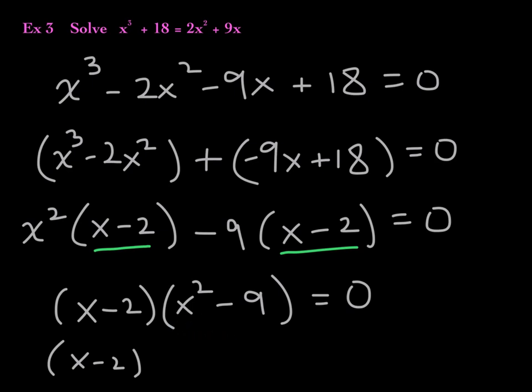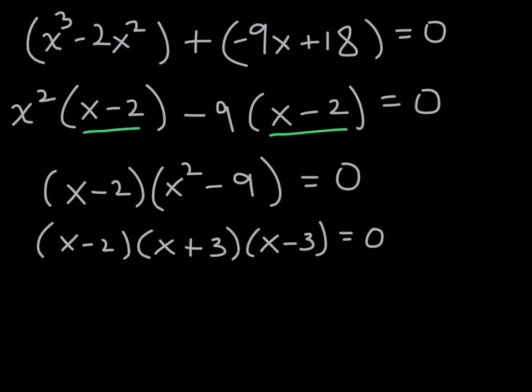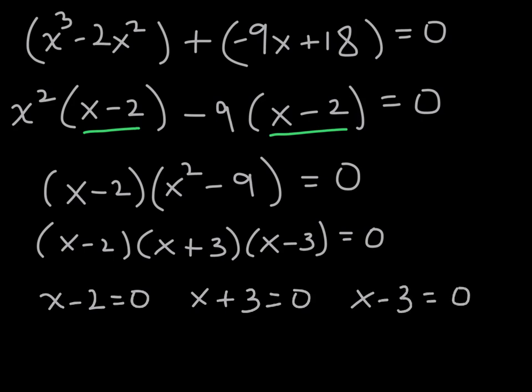A difference of 2 squares factors as x plus 3 and then x minus 3. Okay? Now that this is fully factored, we can set each factor now equal to 0 and solve. Here, after adding 2 to both sides, you get 2. When you subtract 3 from both sides, you get -3. When you add 3 to both sides, you get +3.